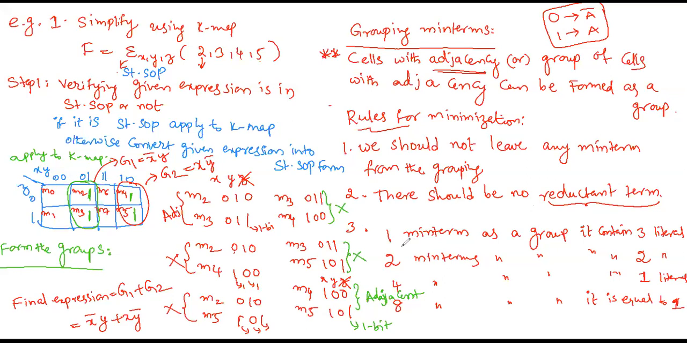Here we are forming 2 minterms as a group. With 2 minterms as a group, the group contains only 2 literals. So G1 contains 2 literals, and G2 also contains 2 literals.